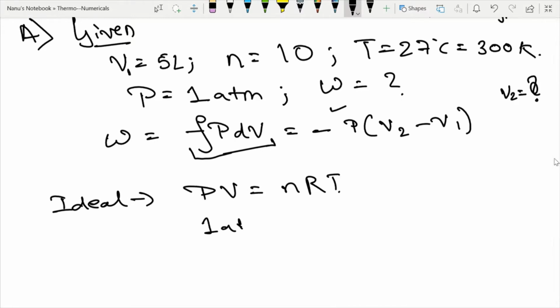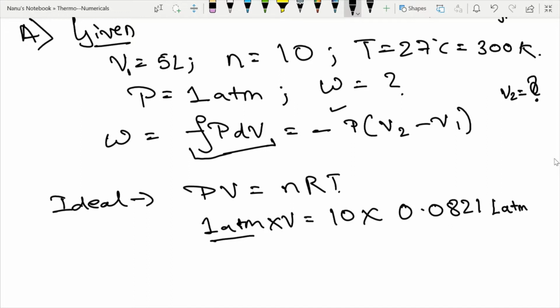P is 1 atmosphere, pressure into V equals nRT. What is n? n is 10. R: because we are taking P as 1 atmosphere, we have to take R as 0.0821, and the units of R are liter atmosphere per mole per Kelvin. And T is, I believe, 300 Kelvin, right?